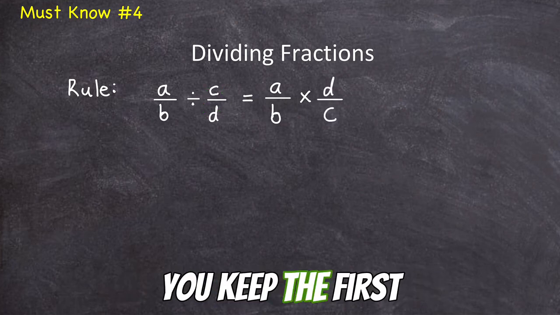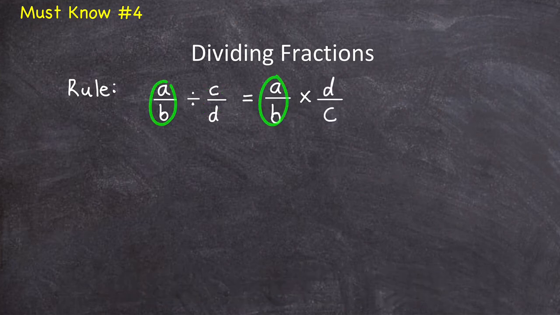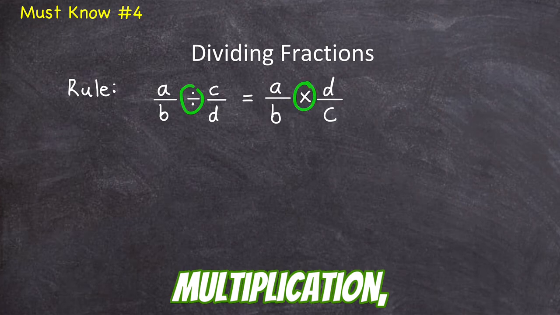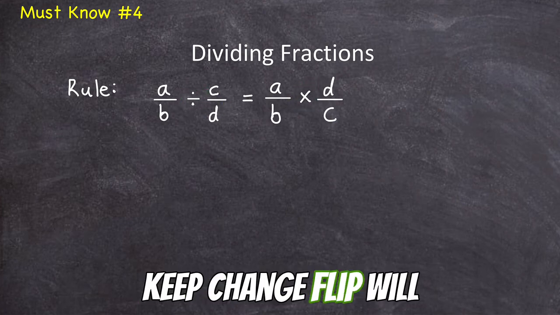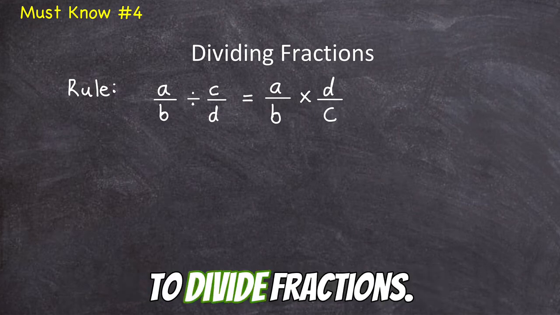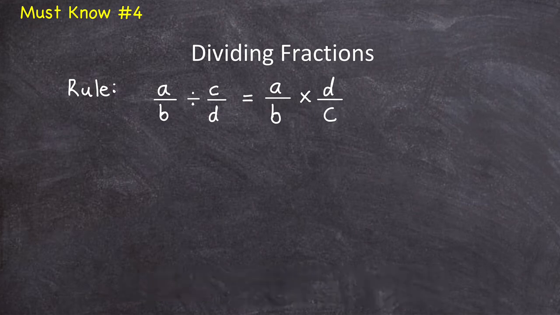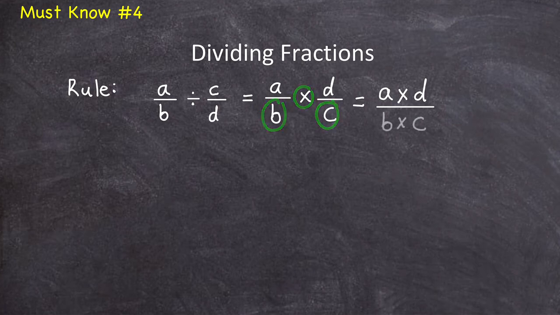So simply put, you keep the first fraction the same, change division to multiplication, and flip the second fraction. Keep, change, flip will help you remember how to divide fractions. And then after you've written it as a product of fractions, well, you know how to multiply fractions. You just multiply the numerators, a times d, and put that over the product of the denominators, b times c. Now let's practice that rule with 2 examples.